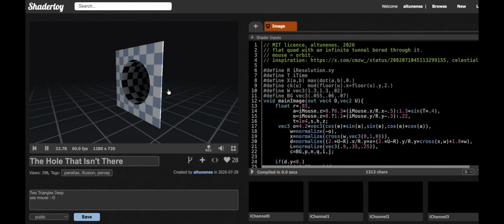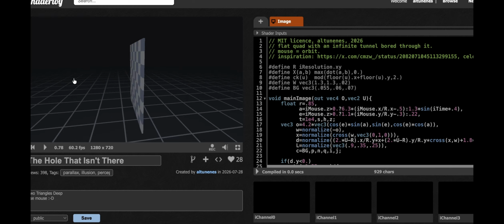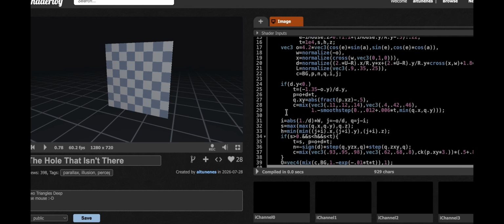Let's fake a 3D interior on a flat surface. No extra geometry, no height map, no marching. The whole scene is just one quad, ray traced as a box, and if you look at the line I'm on here, that's 1 over the ray direction times the half size, so a single divide hands you both slab hits at once, near and far.